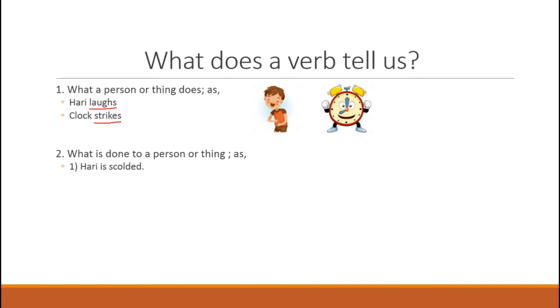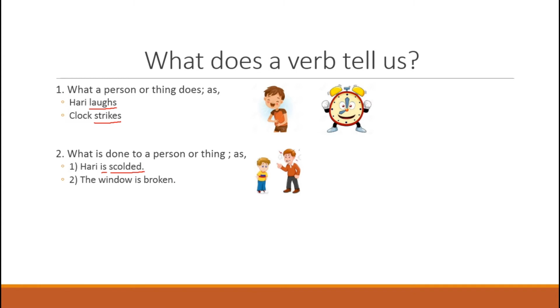Hari is scolded. So here scolded is the main verb and is is the helping verb. Hari is scolded by his father. So here one action is done to a person. Hari is a person. So which action, what is done? Hari is scolded.